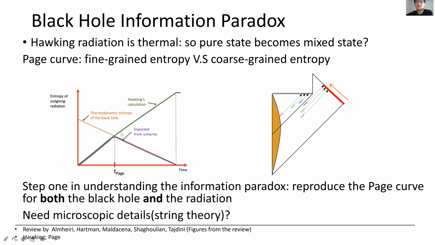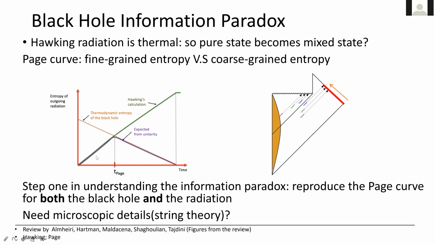And Page argued that if black hole evaporation is really unitary, we should see a curve that looks like this. Initially, you see the Hawking answer, and then after this Page time, you will follow the thermodynamic entropy. It looks like this, and this curve is the so-called Page curve. And I should say the first step in understanding the information paradox is to reproduce this Page curve.